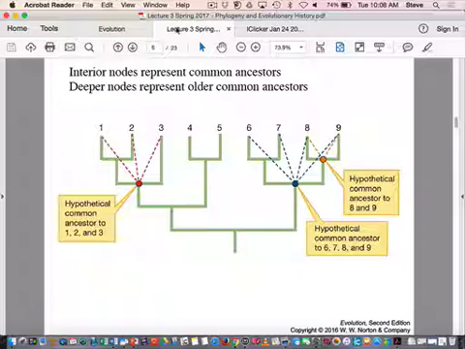Okay. Which is the deeper node and represents an older common ancestor? The blue one, right? These are kind of analogous in some sense. And this is, of course, the deepest, most ancestral node on the tree. This is nothing new. Did you have this in biodiversity? Yes? Okay.